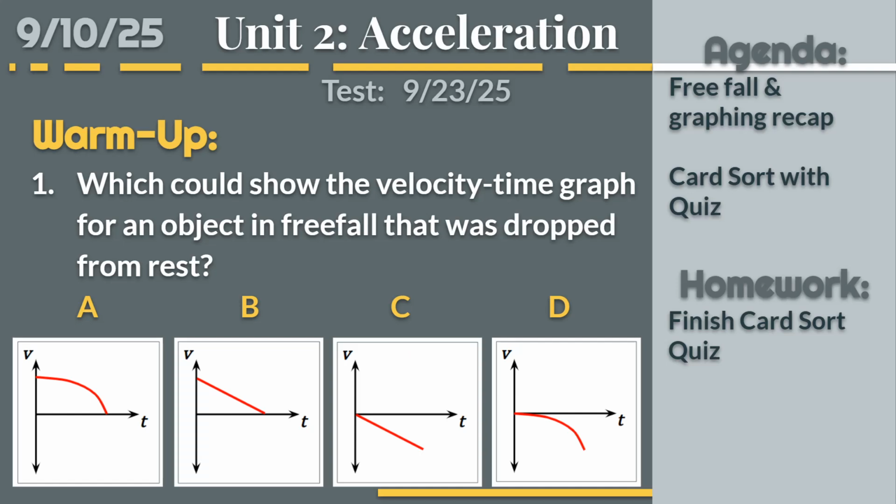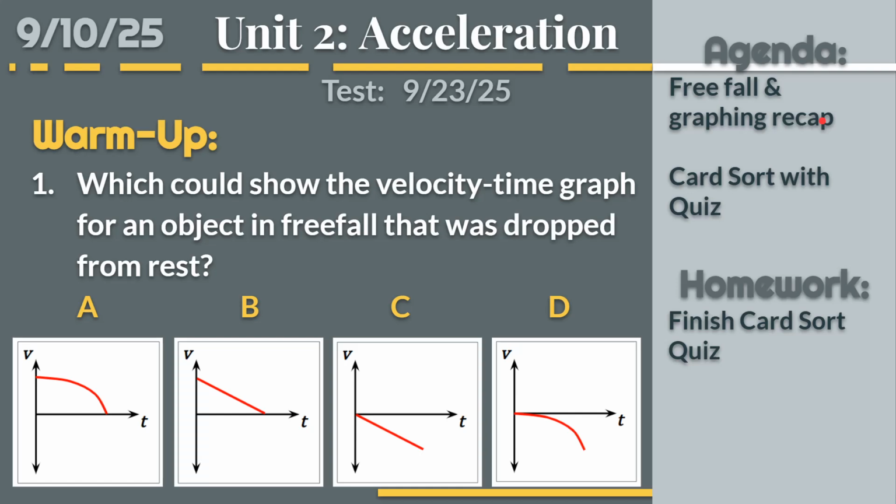Just to add, if these had been position time graphs, if they had been XT graphs, then either graph A or graph D could have shown something dropped from rest, because they both start out horizontal and they both show something that's moving downward and increasing in speed. They just are dropped from different heights. Either of those could actually represent it if they were XT. They're not, but if they were. VT, only C.